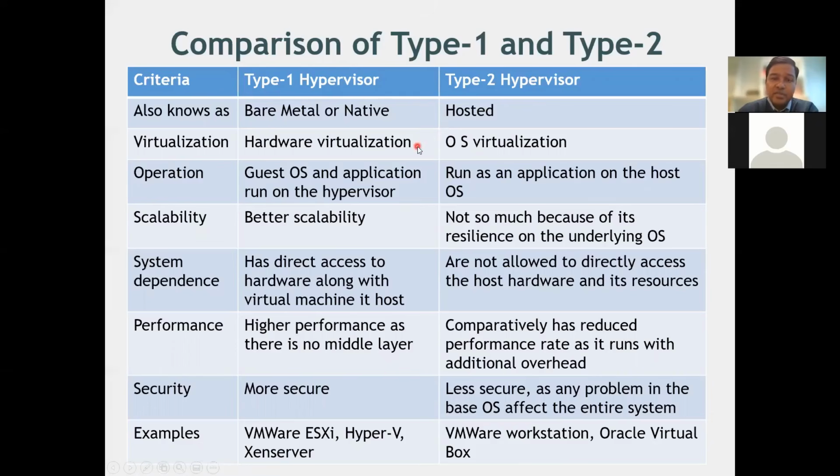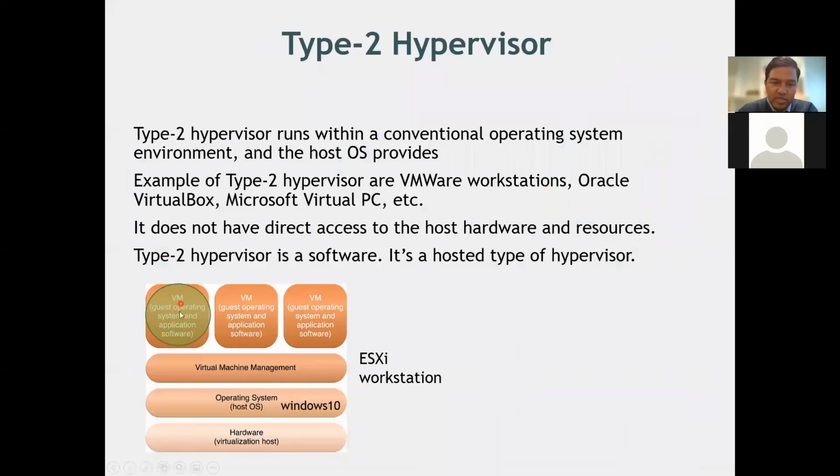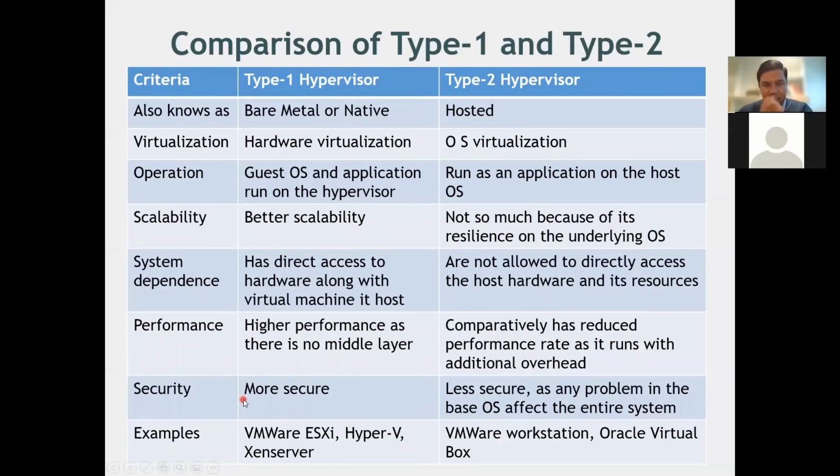In terms of virtualization, type 1 is basically hardware virtualization, while type 2 is operating system virtualization. In type 1, the guest OS and application run on the hypervisor, but in type 2, the application runs on the host operating system. So the OS here is running on top of the host operating system. Type 1 has better scalability, but type 2 not much, because it has to rely on whatever the underlying operating system provides. Whatever capability is below, that much only it is able to do.